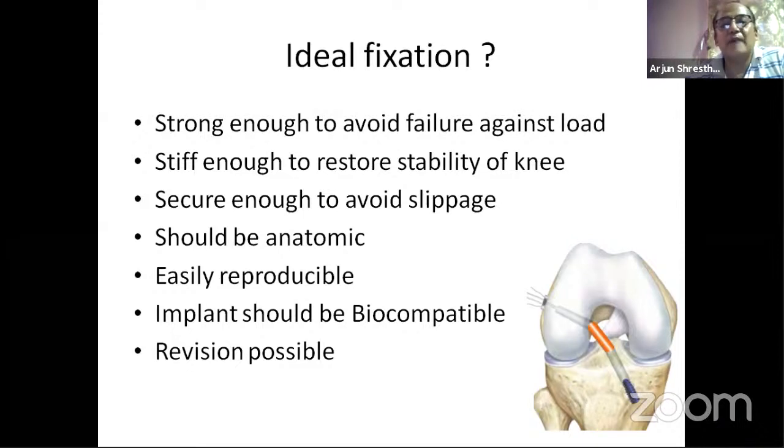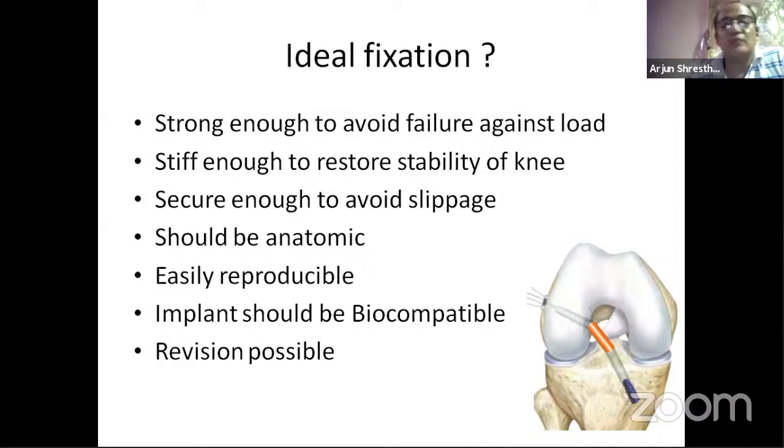The fixation of a graft, whether it is the patellar bone-tendon-bone or the soft tissue graft, like hamstring or peroneus or anything, should be strong enough to avoid failure against the loads that we do in daily activities or the rehab protocols. So it should be stiff enough. It should not be very thin, so that we can restore the stability of the knee. And we should secure it to avoid slippage. After range of motion exercises, if it slips, it will also go into failure.